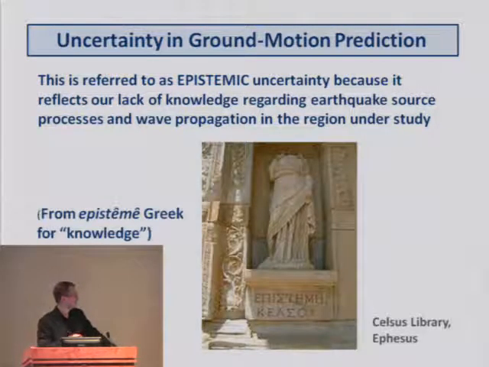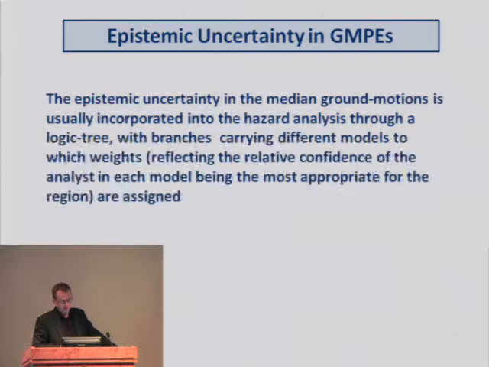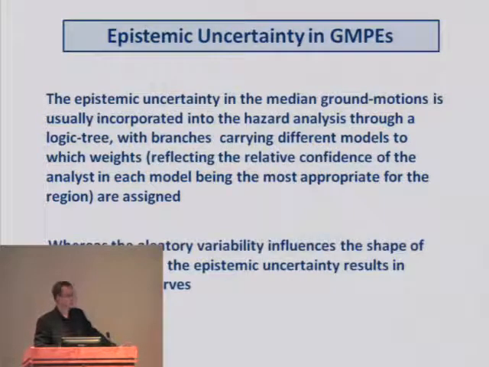Epistemic comes from the Greek for knowledge, as you can see here. So epistemic uncertainty in ground motion prediction equations is generally handled by using more than one model, as is being done in the USGS hazard maps, for example, in a logic tree with weights on each of the branches that reflects the relative confidence of the analyst in each of the models, and that's very often equal weighting, in some cases like using the NGA equations.